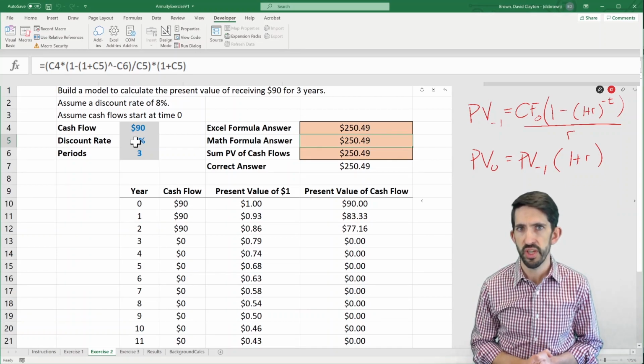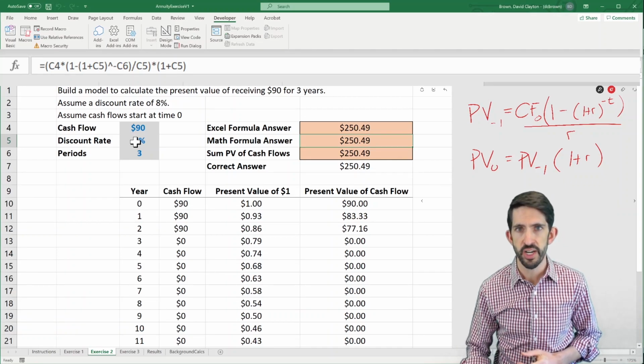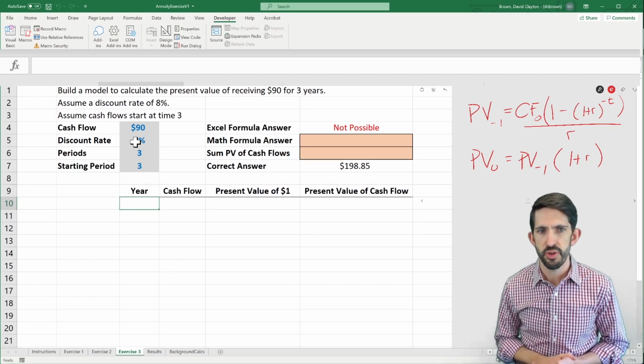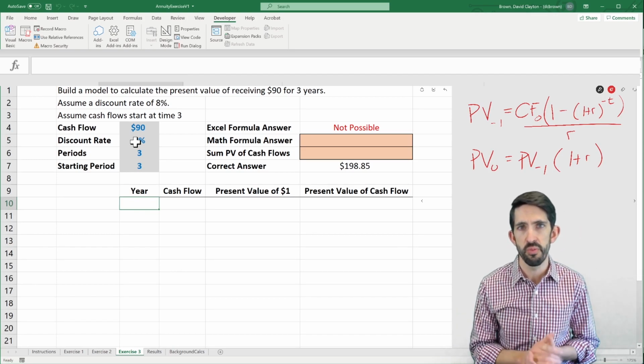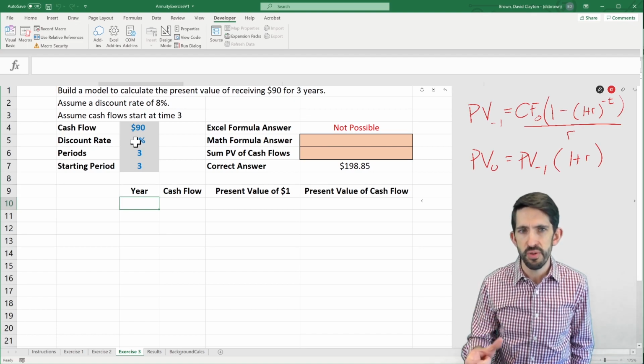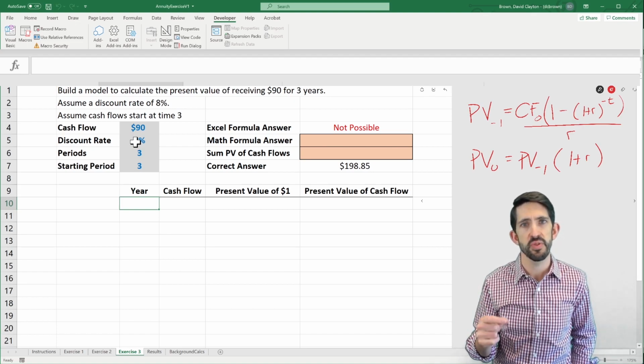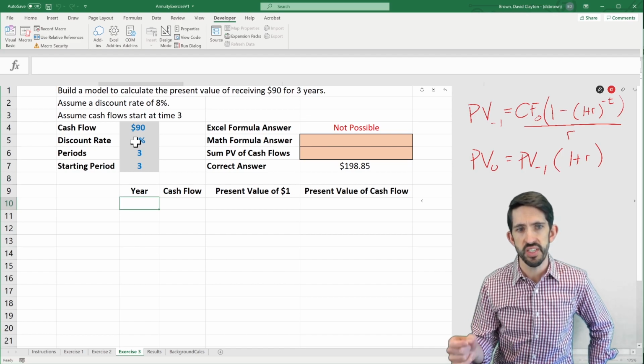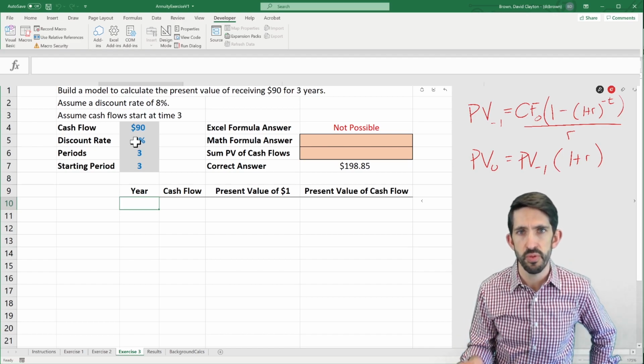All right, so now we're through 2 of the exercises. Let's go to the third exercise. So the third exercise is still going to be a little bit more dynamic. Here what we're doing is we're doing that same present value of an annuity. We're just assuming the cash flows don't start right away. So in this case, the cash flows are going to start at time 3.